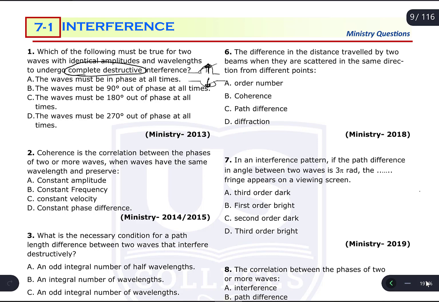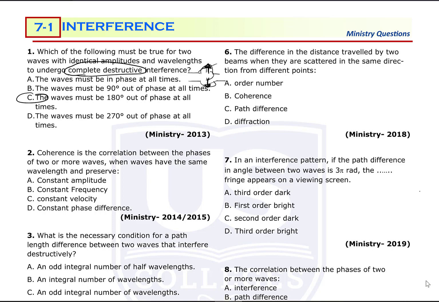One of them is, as you see, in positive y direction displacement. The other one is in negative y direction. So the angle between these two vectors is 180. So the waves must be 180 degrees out of phase at all times. C is the correct answer.